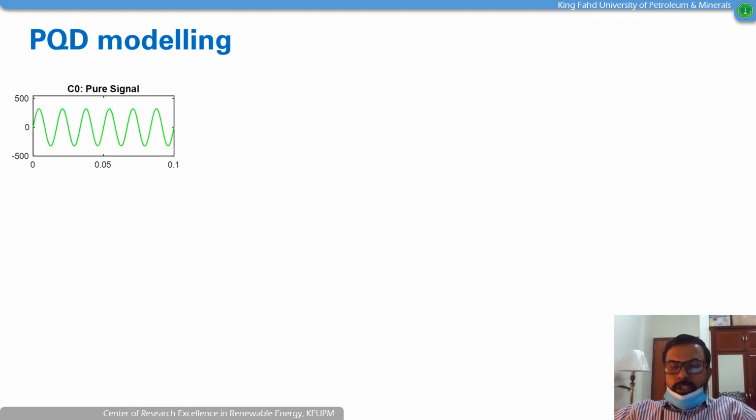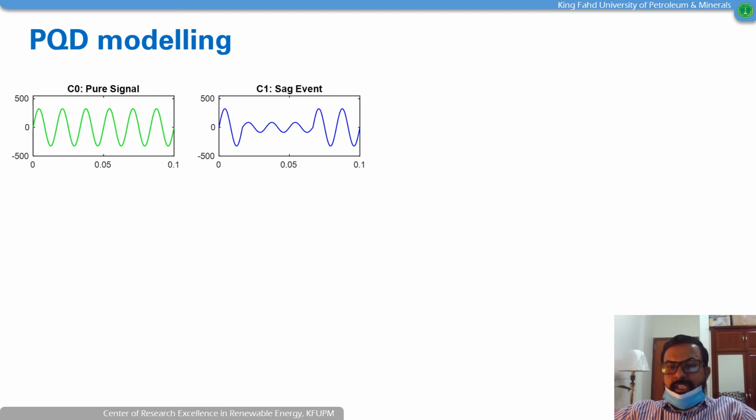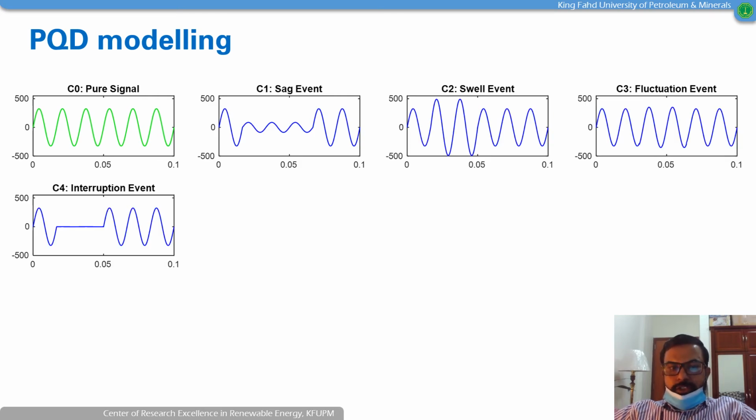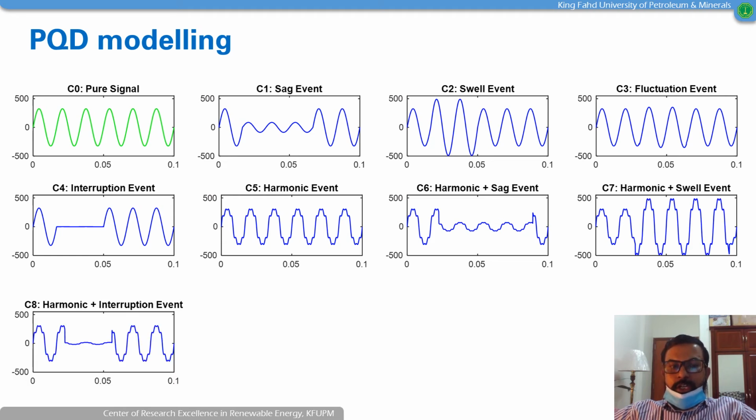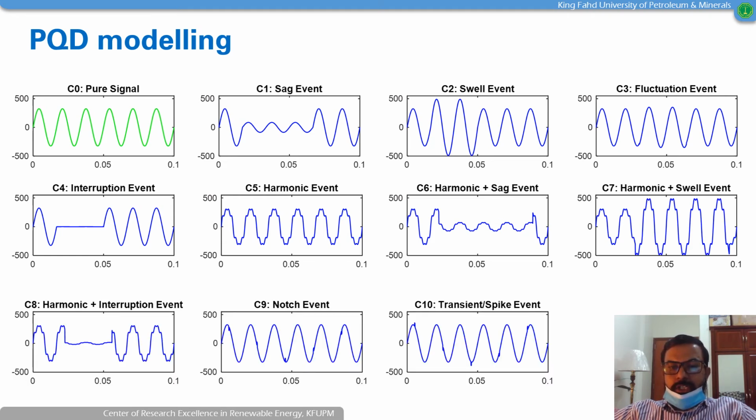In this chapter, we have modeled pure signal as well as sag, swell, fluctuation, interruption, harmonic, harmonic with sag, harmonic with swell, harmonic with interruption, notch, and transient events.